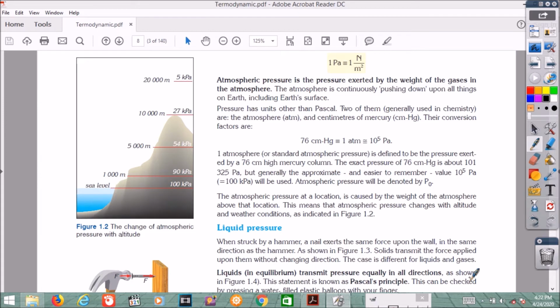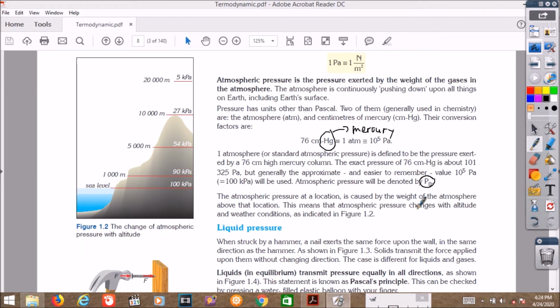So the relation between those units you can see from this book: 10^5 Pascal is equal to 1 ATM, which is equal to 76 centimeter Hg. What is Hg here? Hg here is mercury. Why is 10^5 Pascal equal to 76 centimeter Hg, and where does it come from? I will explain later. And then atmospheric pressure has the symbol P0.